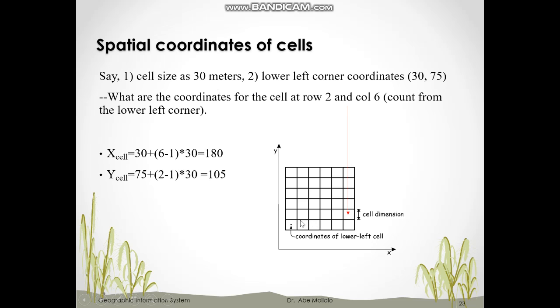Okay, so what do you think about this location? It's going to be one cell size to the x and one cell size to the y. It's going to be 30 plus 30, 75 plus 30. That's the coordinates for this location. So you can easily calculate the coordinate for all of the cells in this raster.